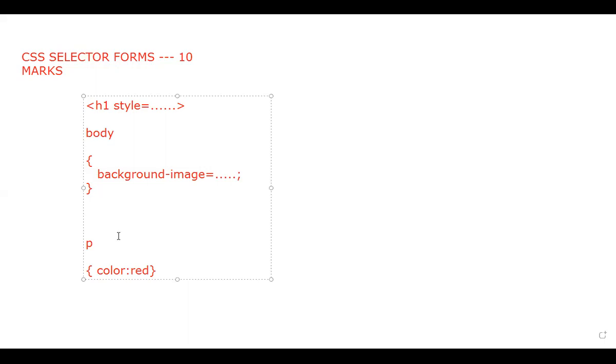See, here only you can close the flower bracket. You can also write it in this way, no problem. But you have to put a semicolon. Where do you have to put a semicolon? After each property. This is my one property, right?